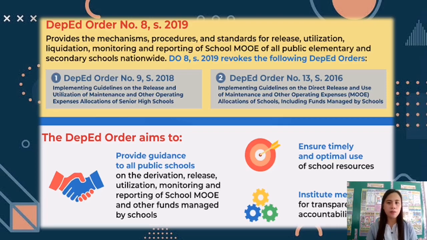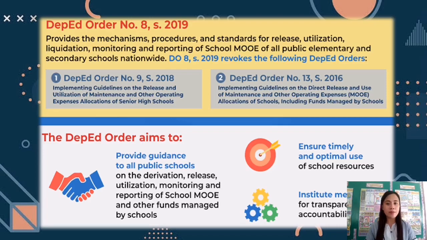It states the implementing guidelines on the release and utilization of maintenance and other operating expenses allocations of senior high schools. Second is DepEd Order Number 13, Series of 2016. It states the implementing guidelines on the direct release and use of maintenance and other operating expenses allocations of schools, including the funds managed by schools.